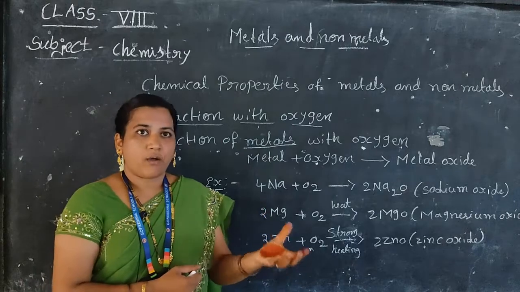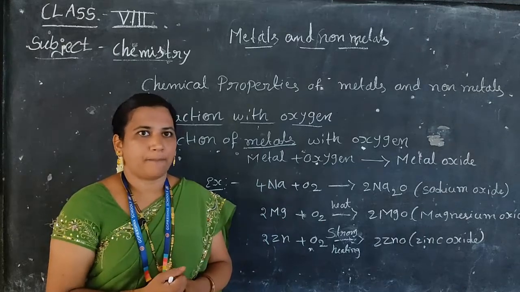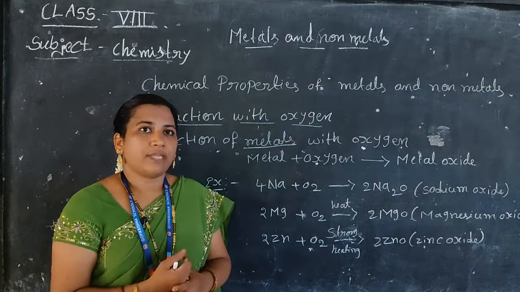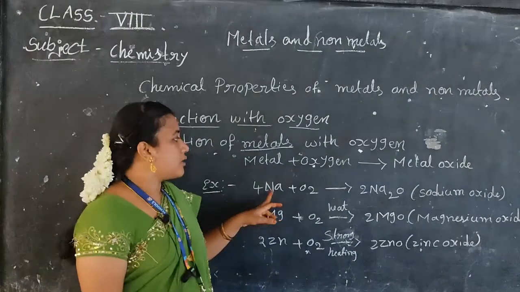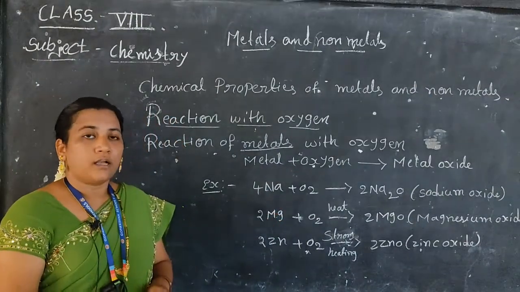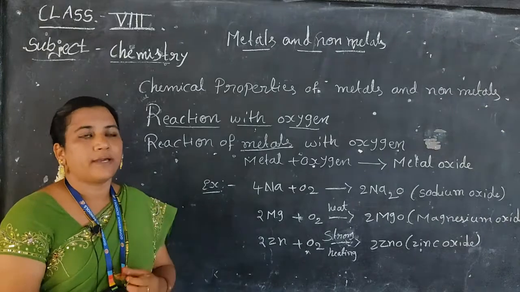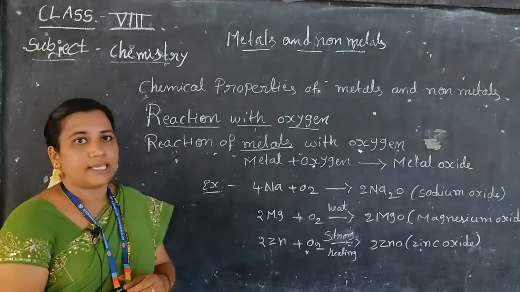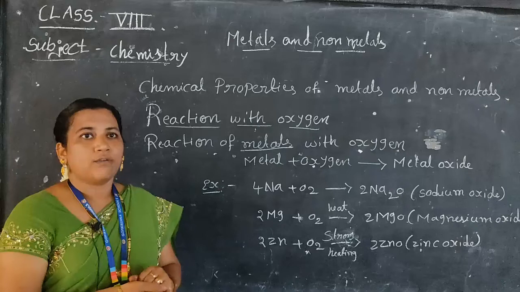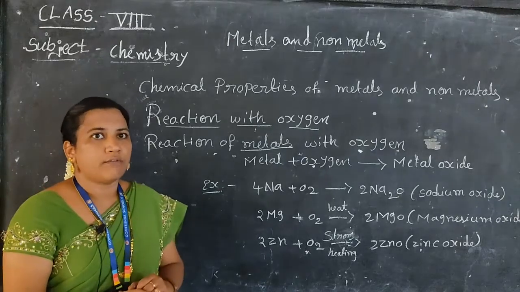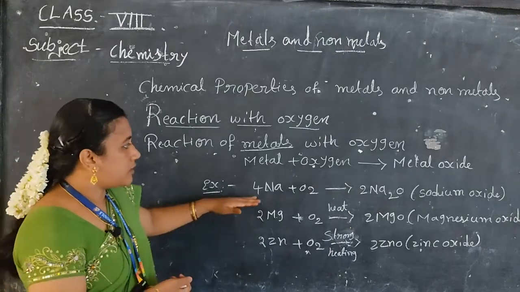If you keep it open in the atmosphere, what will happen? In the atmosphere, water vapor is there, and oxygen is there. In the presence of these, sodium will immediately catch fire. Sodium and potassium are both very reactive metals, so in the presence of atmospheric water vapor and air they catch fire easily. So we store sodium and potassium in kerosene containers. We should not keep them outside. Only in kerosene can we store sodium and potassium for a few days. These are more reactive elements.